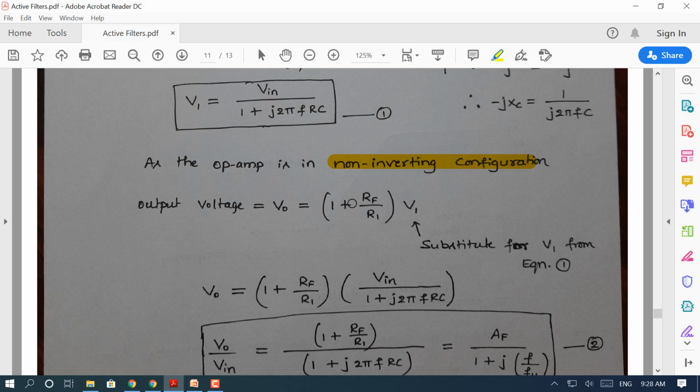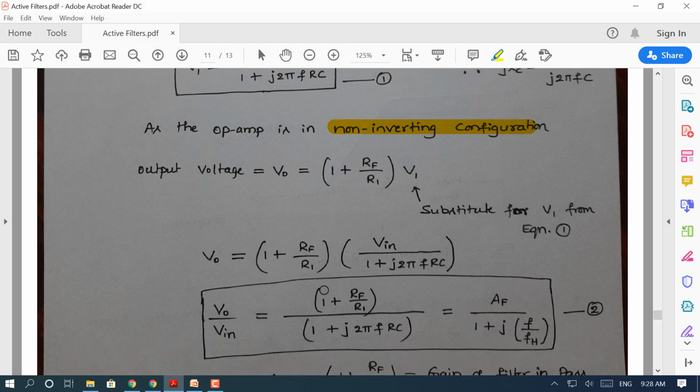So V0 is equal to 1 plus Rf by R1. We can keep it as it is, but in place of V1 we have Vin divided by 1 plus j 2 pi fRC. Rearranging this, we obtain V0 by Vin. V0 by Vin is called the gain of this low pass filter, which is equal to 1 plus Rf by R1 in the numerator and 1 plus j 2 pi fRC in the denominator. We can introduce new terms here, and the final equation for V0 by Vin becomes AF divided by 1 plus j f by fH.